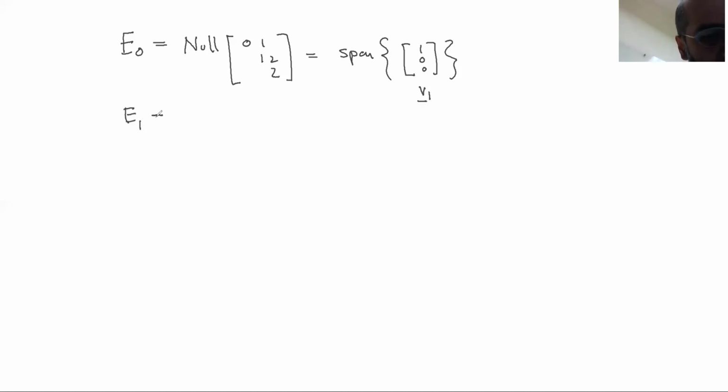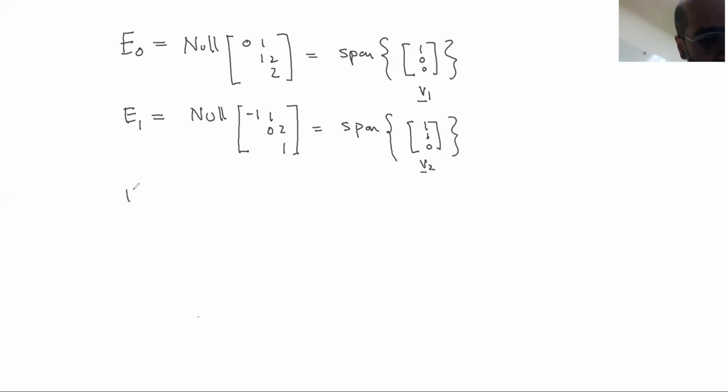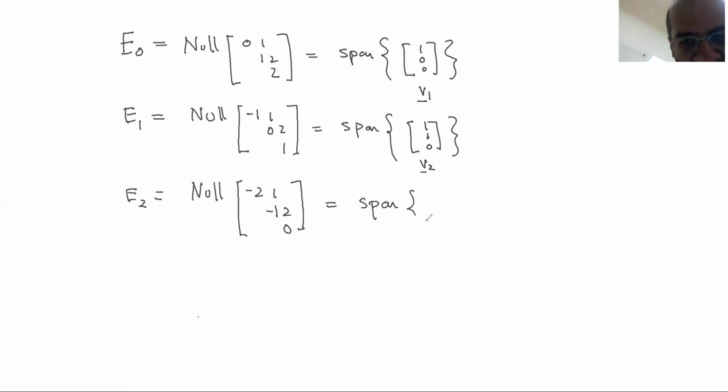Then the second eigenspace, corresponding to 1, is going to be the null space of the matrix minus 1, 0, 1. You get that by subtracting 1 from everything on the diagonal. Here, if you do row reduction again, you get that this is the span of the vector 1, 1, 0. Let's call this v2. Finally, you have the third eigenspace, E3, the third eigenvalue is 2, which is the null space of the matrix minus 2, minus 1, 0, 1, 2. And here, this is the span of the vector 1, 2, 1, which is v3.